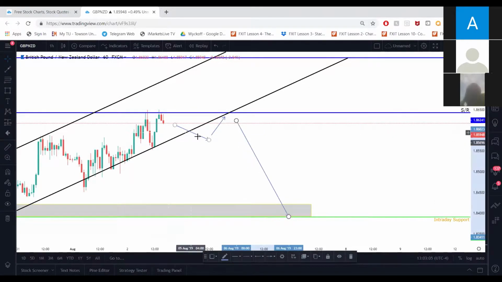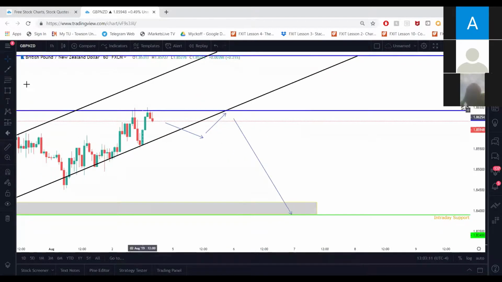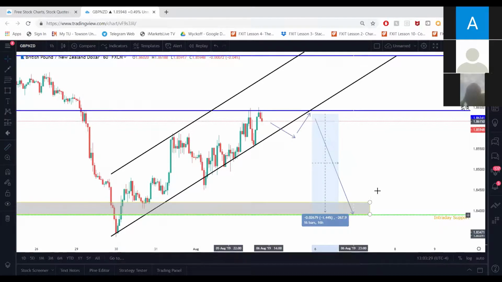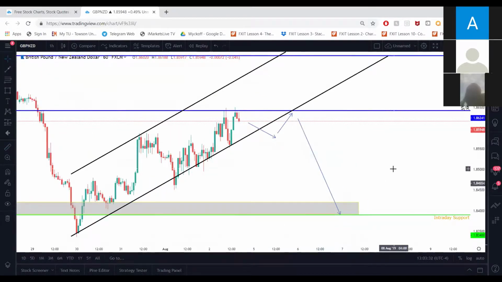So you just broke out of the ascending channel, and you retested that channel and weekly resistance. You see how I'm selling that without even second guessing. And look at this. If that happens, I can guarantee you it's going to fall back down to this level, because where's the previous swing low? It's right here, and it's the intraday support. So that should be almost a 270 pip trade.